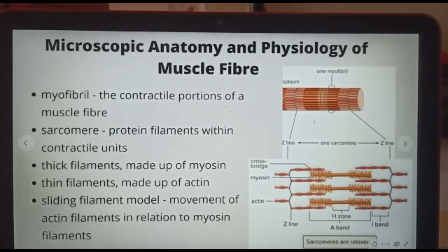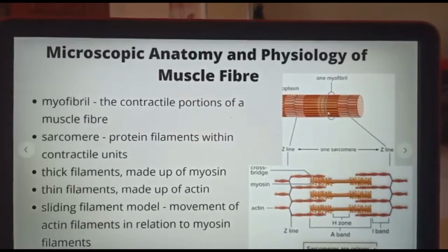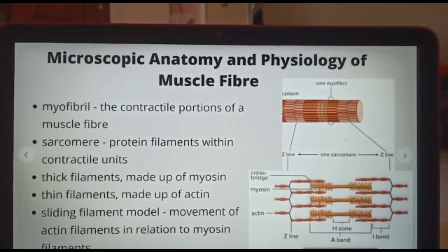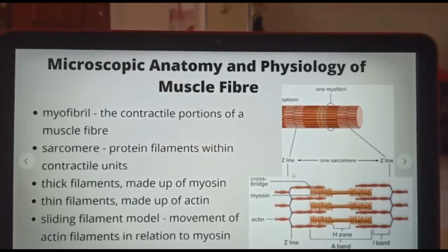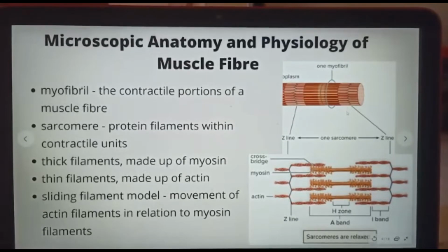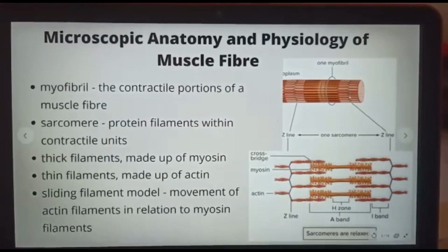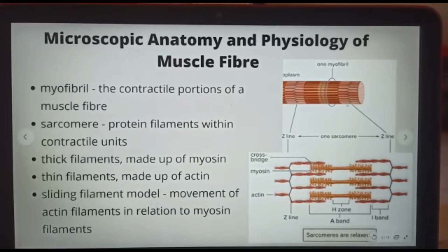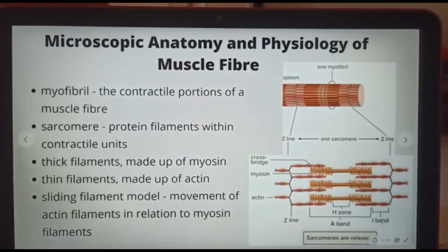The striations of myofibrils are formed by the placement of protein filaments within contractile units called sarcomeres. This is the sarcomere. It is protein filaments within contractile units. So a sarcomere is basically the space between two Z lines. When we examine the sarcomere, it extends between the two dark lines, called the Z lines, and has thick filaments made up of myosin and thin filaments made up of actin.